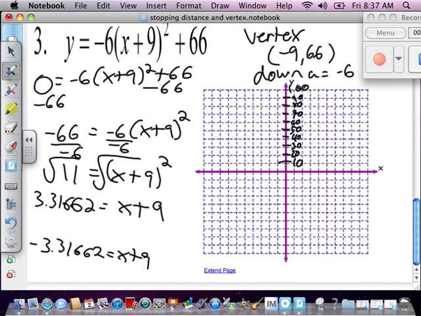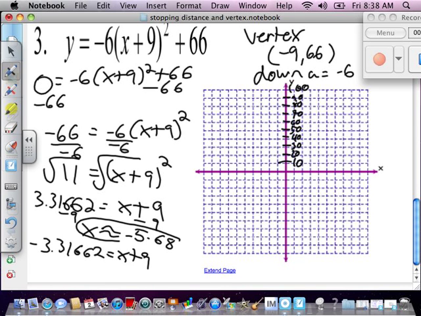Excuse me? No. Okay, now we're going to subtract 9 from both sides. So I get minus 9. Because you know a negative times a negative can also be a positive. So we know 3.31662 times itself is 11. But negative times a negative, so this times itself, is also 11. Okay, good questions. So x is approximately negative 5.68.